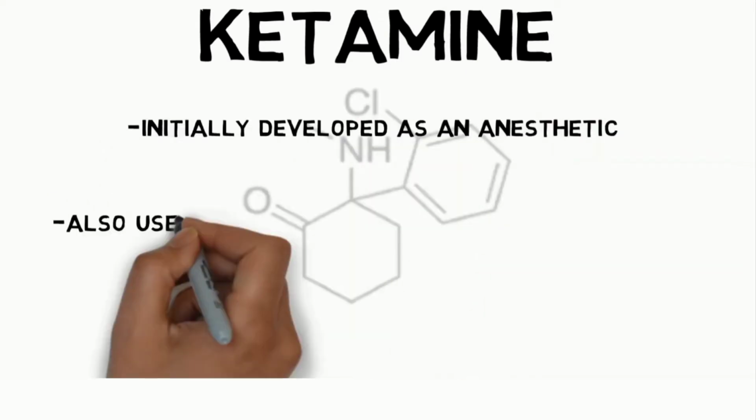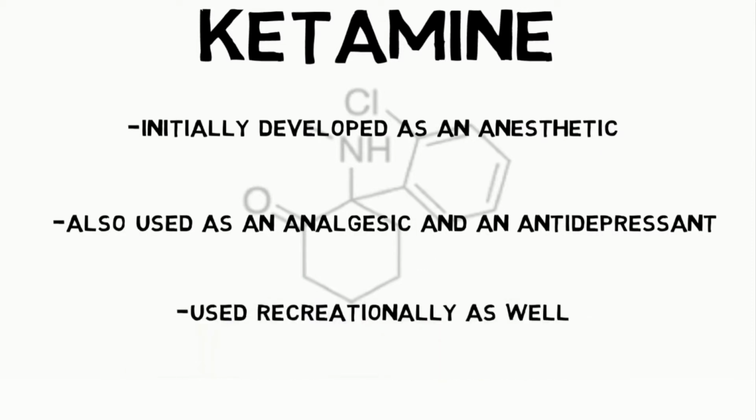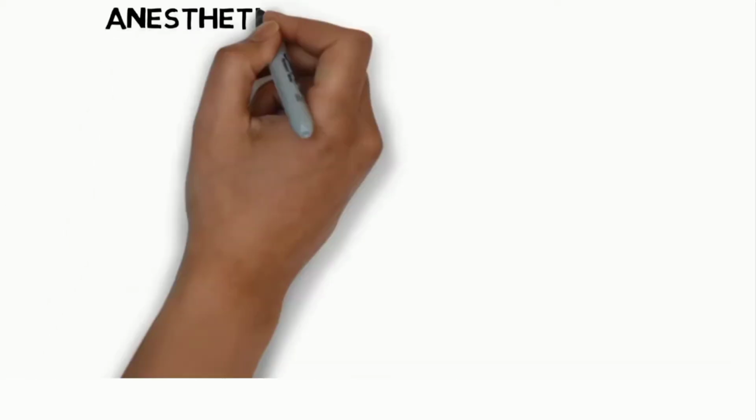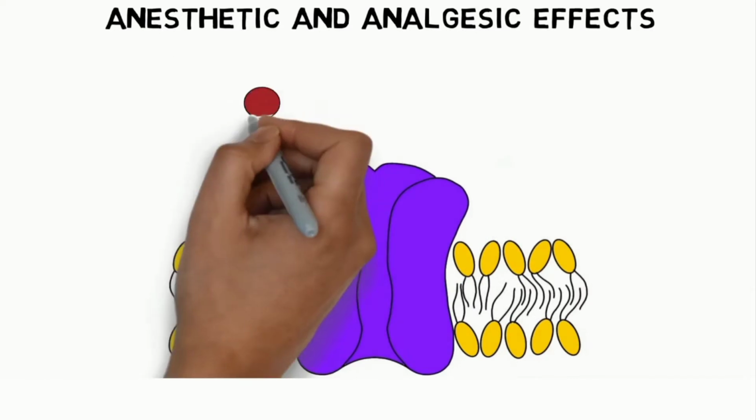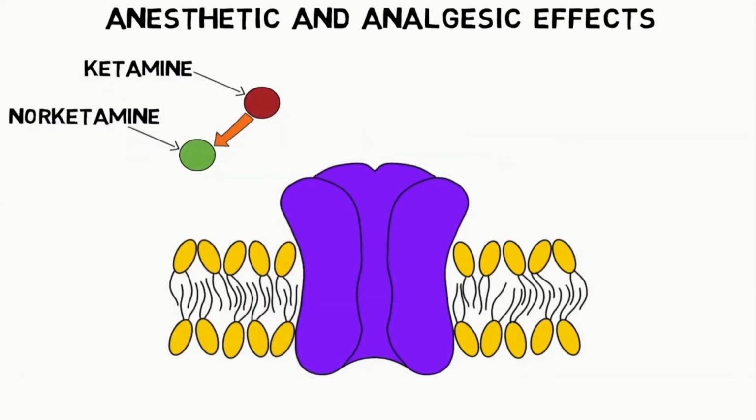Initially developed as an anesthetic, it is also used as an analgesic and an antidepressant, and used recreationally as well. After administration, ketamine is rapidly and extensively metabolized into an active metabolite called norketamine, which is thought to play an important role in ketamine's anesthetic and analgesic effects.